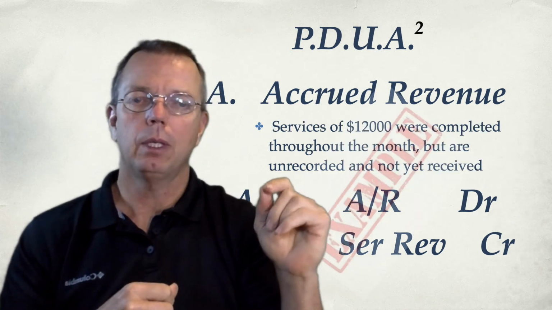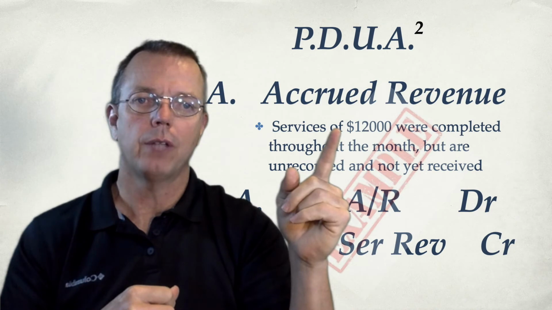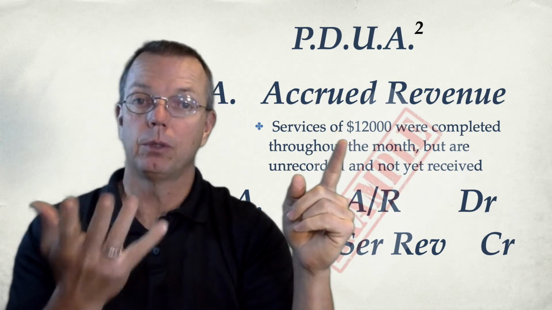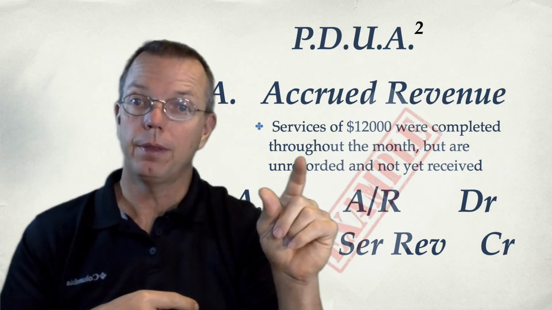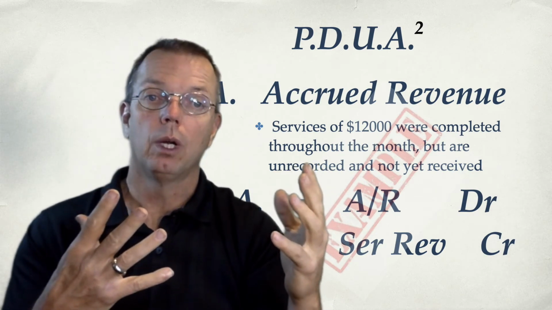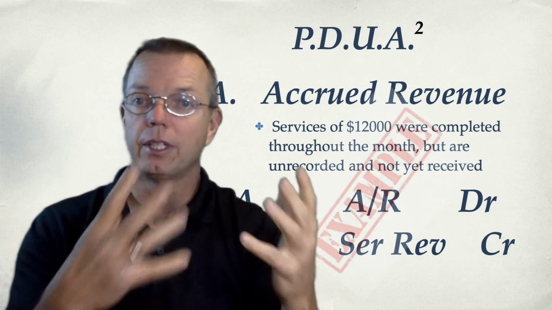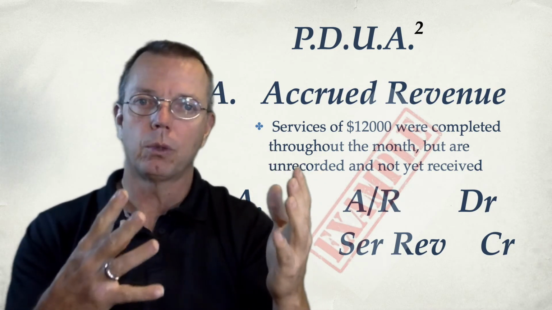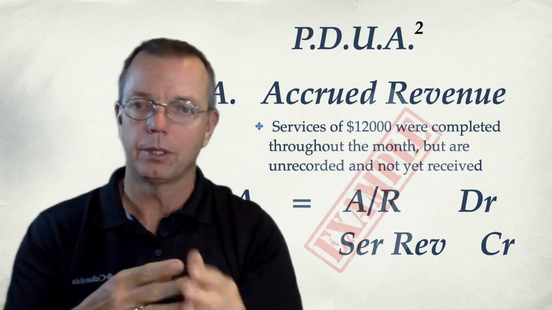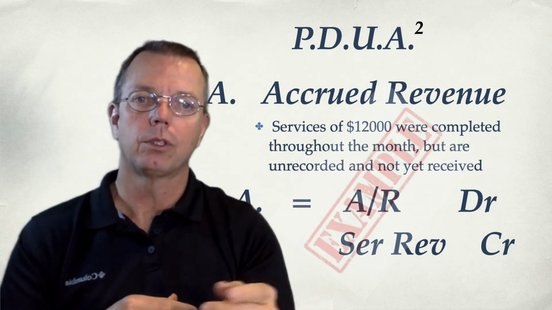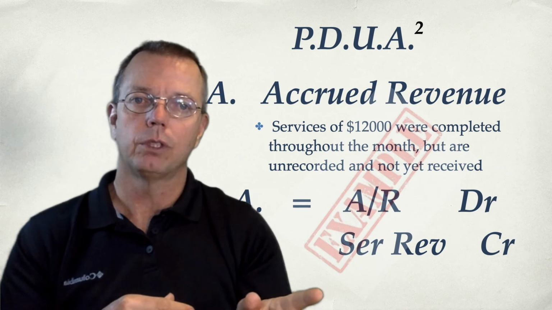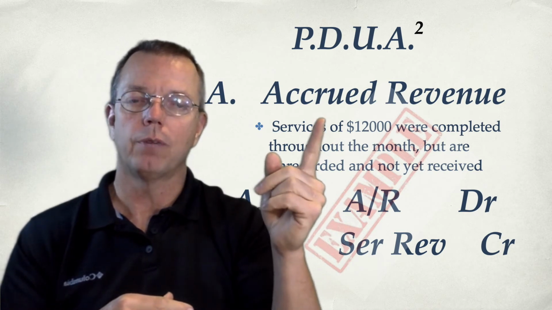So in this example, services of $12,000 were completed, and let's use the example that we're doing the basement. Services of $12,000 were completed throughout the month, but we never got around to recording it yet or sending an invoice to the customer yet, so we need to record it because that's going to happen next week since we're at the end of the month already. So in that example, your two accounts are accounts receivable and service revenue, and it'd be services of $12,000.